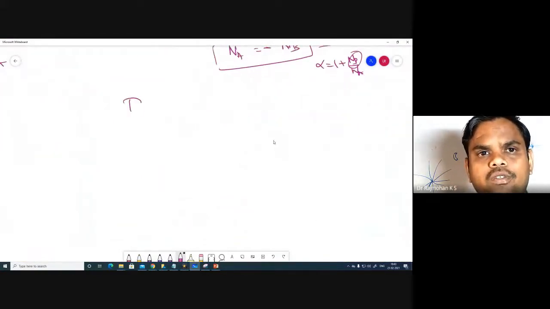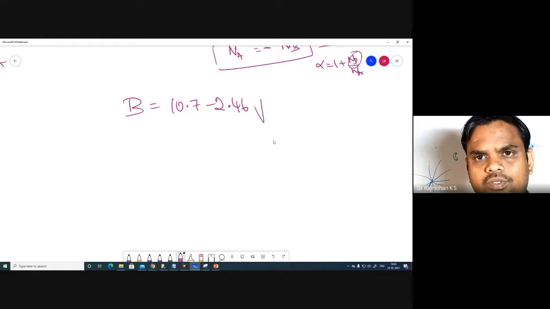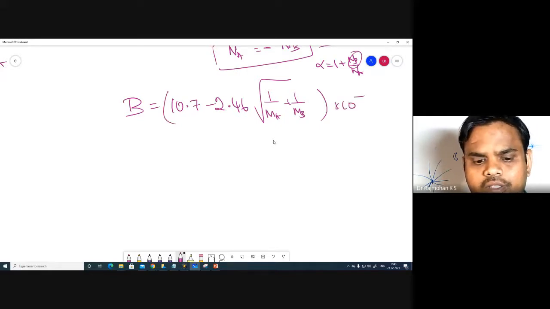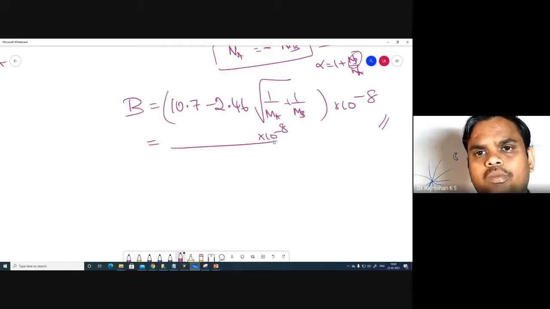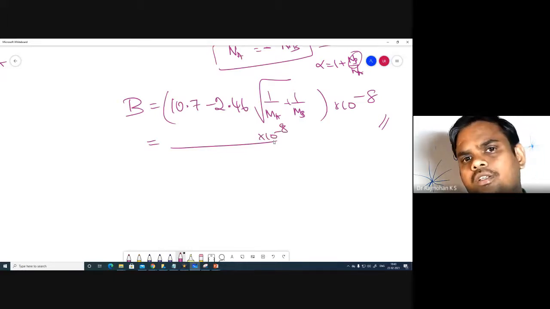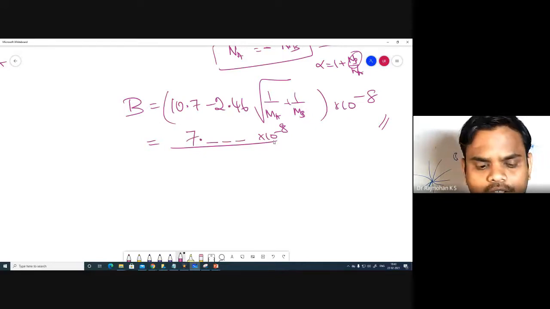Now what is the B value? B is equal to 10.7 minus 2.46 into square root of 1 by MA plus 1 by MB, this total bracket into 10 power minus 8. That is the formula, right, from the correlation. So what is the B value? We are going to get it in terms of 10 power minus 8. Please write. I'll also calculate. Please use your own calculator.